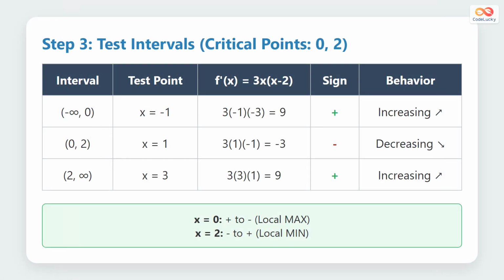Now we test the intervals. To the left of 0, the slope is positive. Between 0 and 2, the slope is negative. To the right of 2, the slope is positive again. Because the sign changes from positive to negative at 0, that is a max. At 2, it changes from negative to positive, making it a min.